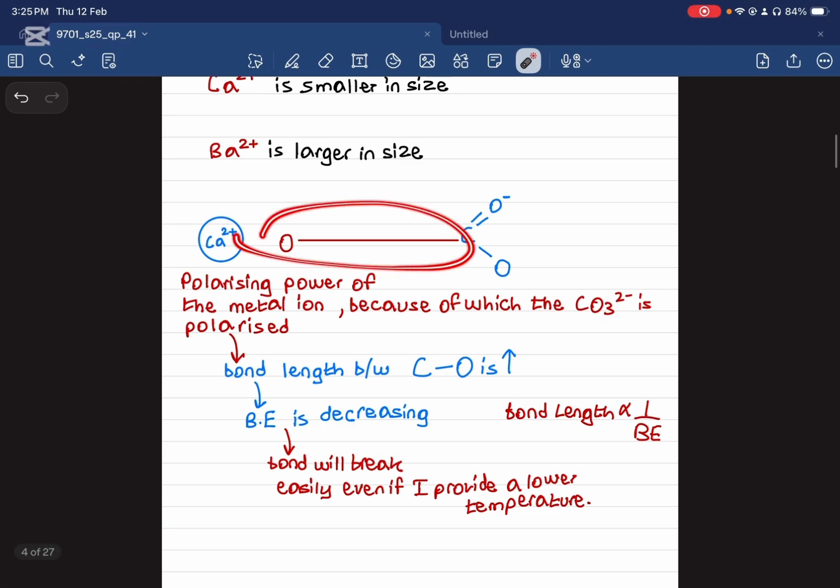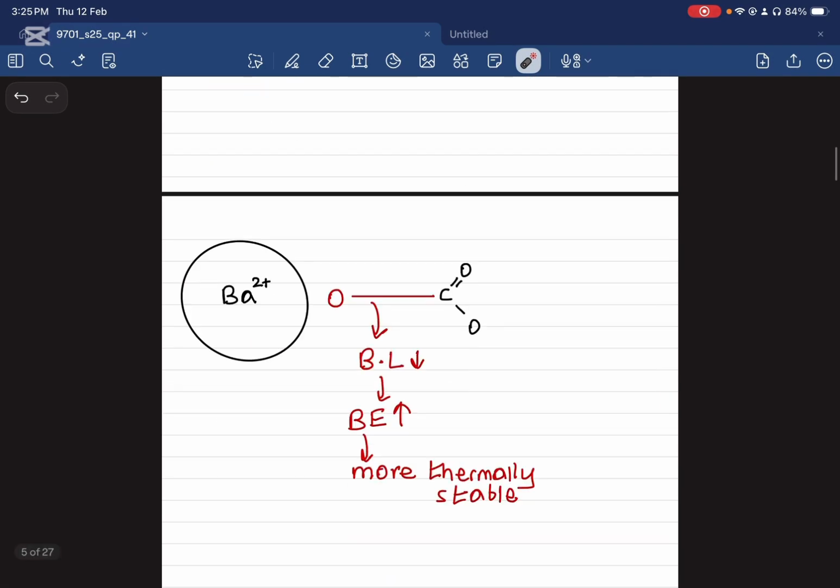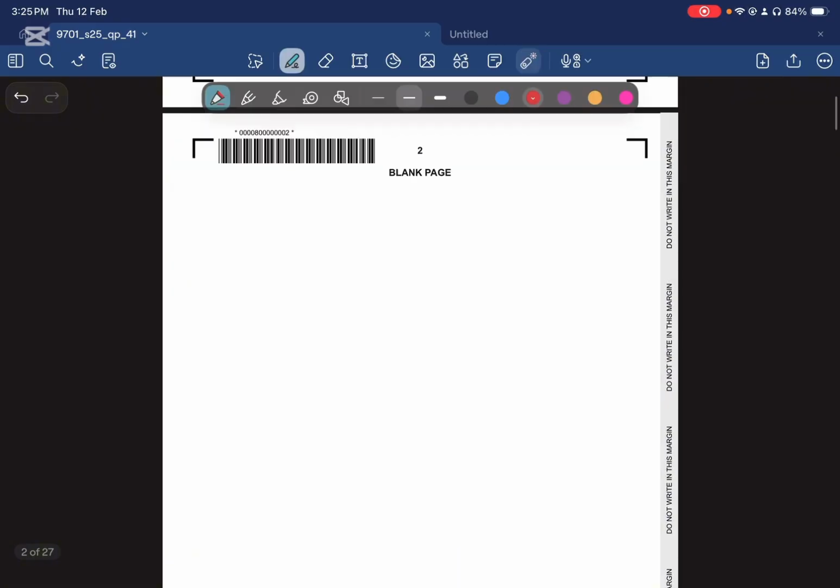So the bond length is going to be higher in the first case compared to the second. The bond energy is going to be lower, here it is going to be higher. So lower thermal stability, higher thermal stability. Let's write all of this down in our explanation.